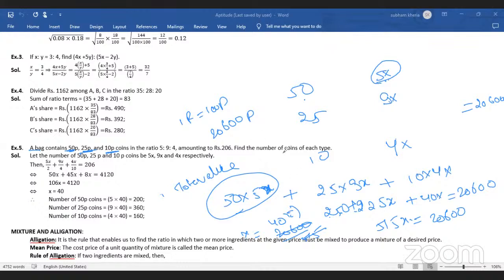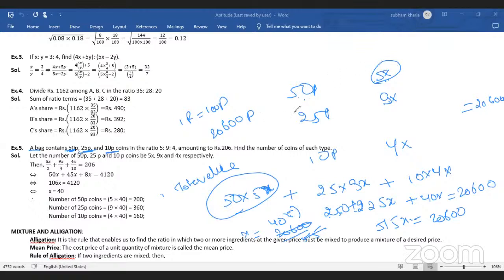Okay, Sneha is saying please repeat again. Which part, Sneha? What is given? 50 paise, 25 paise, and 10 paise coins are there. Three kinds of coins, in the ratio 5, 9, and 4. If the ratio is given and I don't know the total number, what will I say? Let the number of 50 paise coins be 5x, the number of 25 paise coins be 9x, and the number of 10 paise coins be 4x. Now, if there are 5x coins of 50 paise, what is the total value? 50 into 5x, 250x.